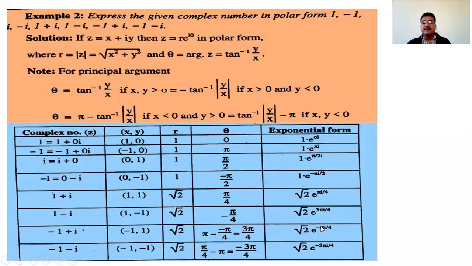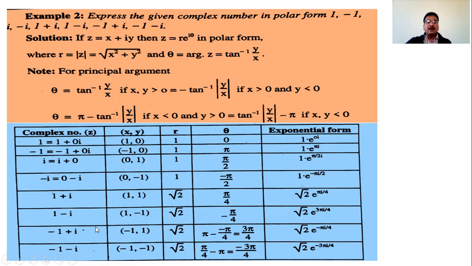1 minus i. Its exponential form is what? Root 2 e raised to minus pi by 4 i. So right here, this answer above and this answer below. Then minus 1 plus i, its modulus and argument. This is the coordinate form, the ordered pair form: minus 1, 1. And then modulus is what? Modulus is root x square plus y square, that is minus 1 square plus 1 square, which is root 2.